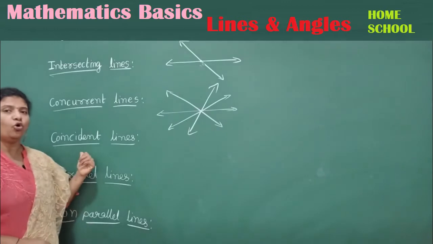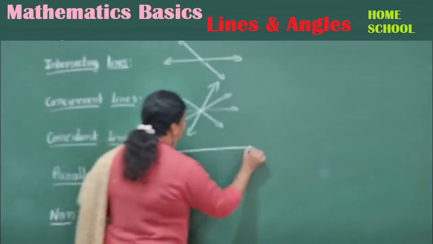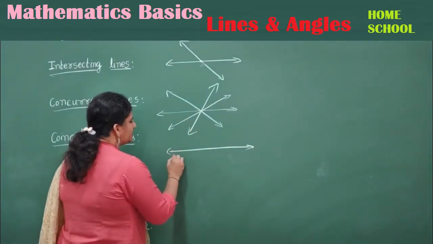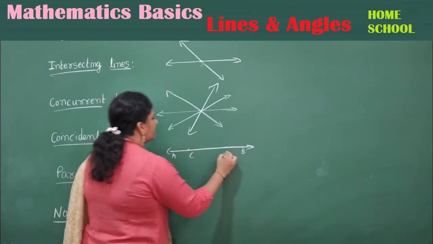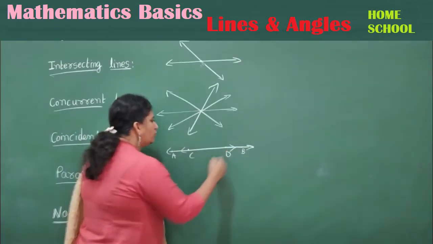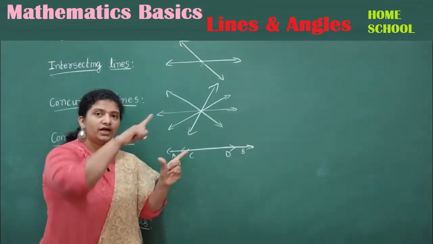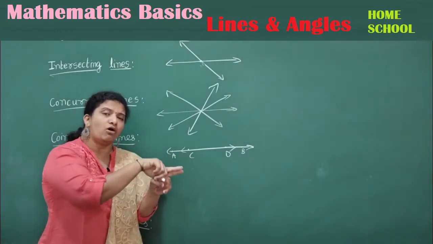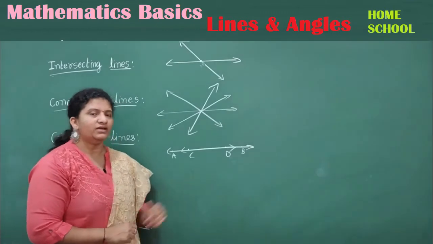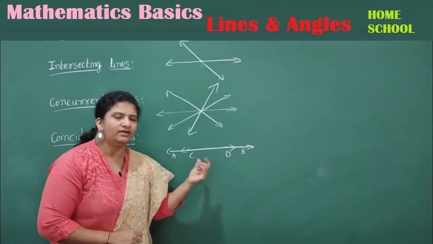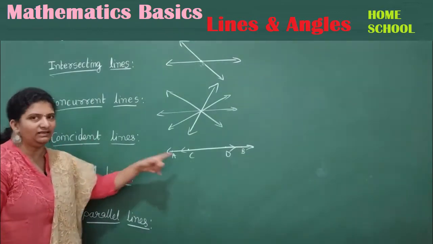Next, coming to coincident lines. What do you mean by coincidence, children, here? Suppose let me take a line here. Let this be line AB. If I say there is one more line CD, two lines, look here, one more small line, can you see here? CD, big line AB. The two lines are overlapping on one another. Two lines are lying on the same line, right? So two lines are there in a single line. That means we call those type of lines coincident lines.